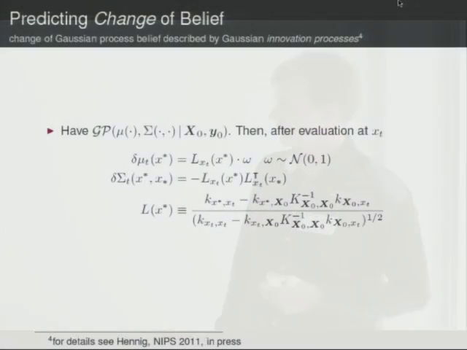Now we need to predict how that number is going to change as we evaluate somewhere. And this is where the fact that we have a Gaussian process prior comes in very handy. It turns out that the expected change of a Gaussian process belief under evaluation at any point on the domain can be constructed analytically, and it actually is itself a sample from a Gaussian process.